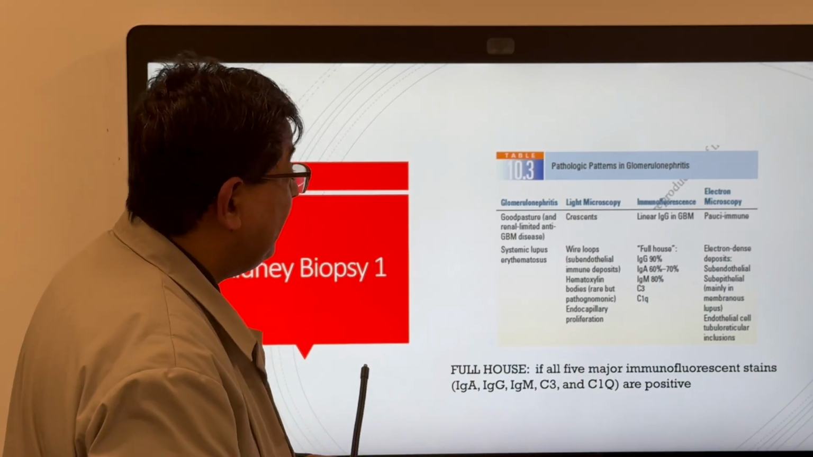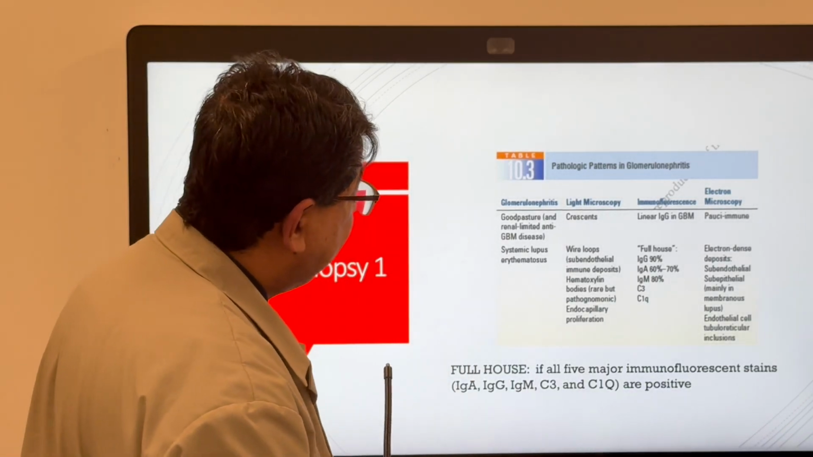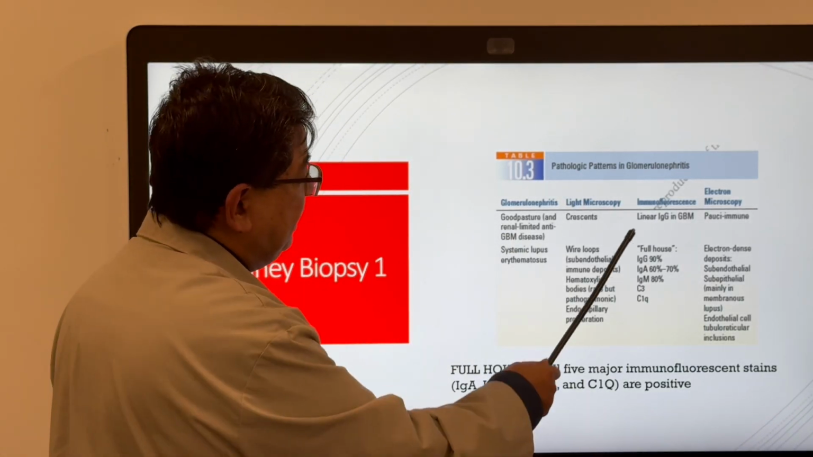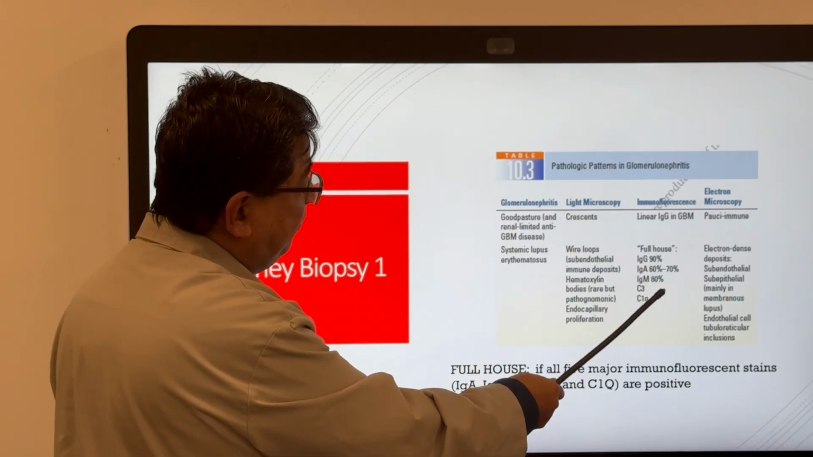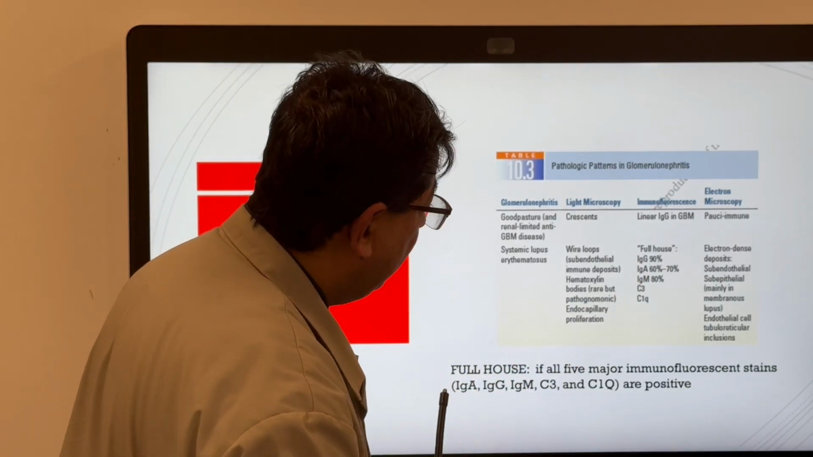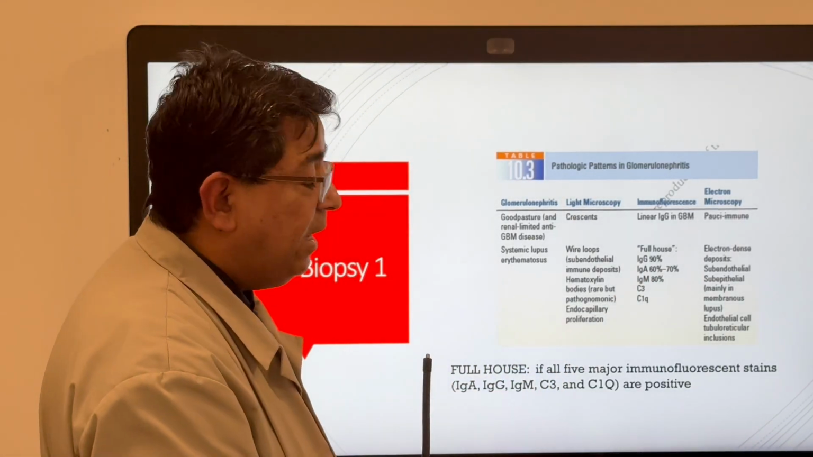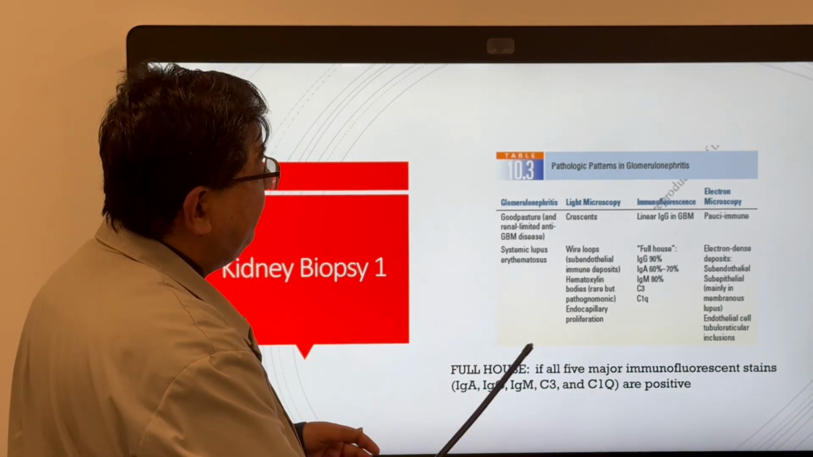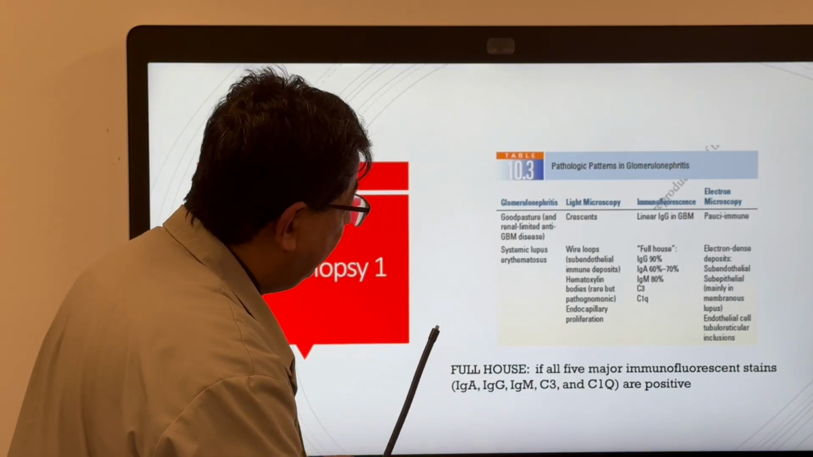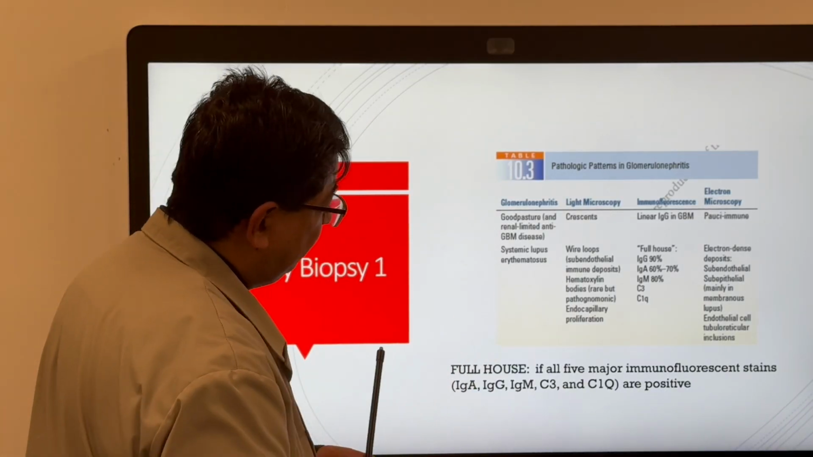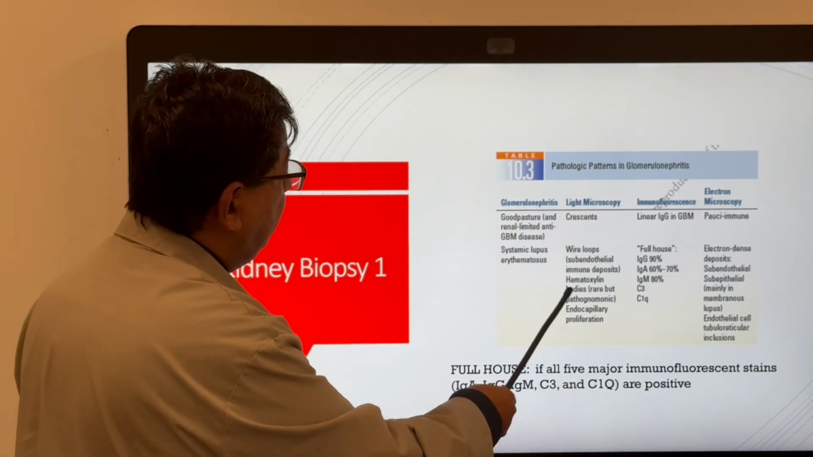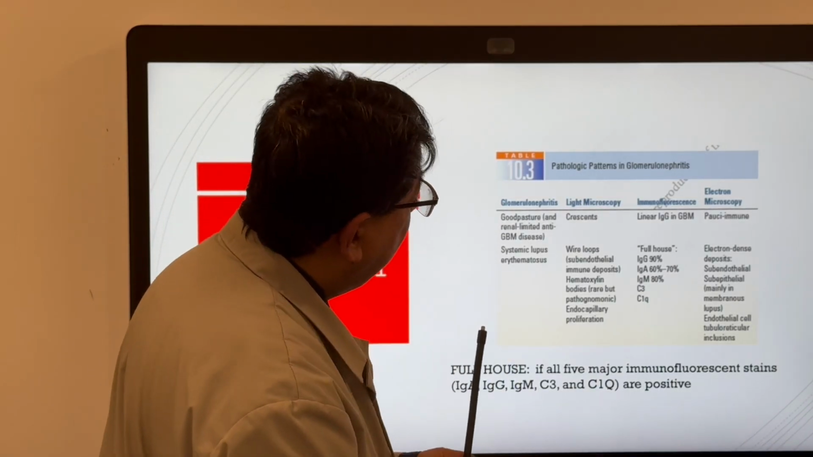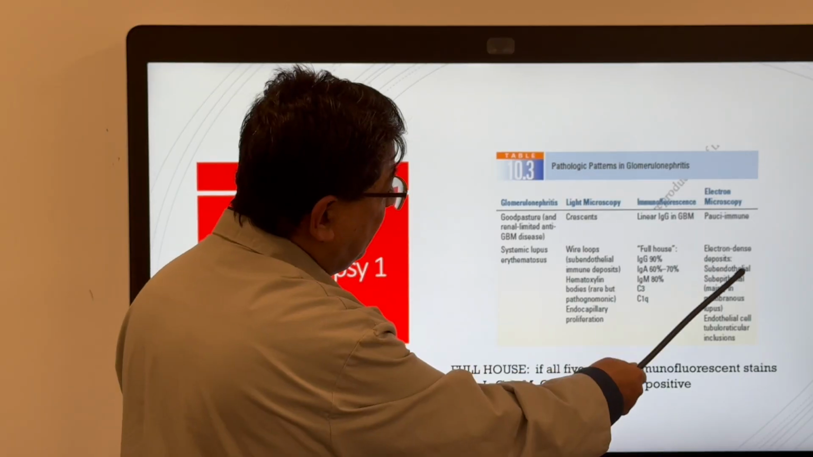Lupus, the classic thing we should remember is full house. And by full house, we mean that you're going to see staining for IgG, IgA, IgM, C3, and C1q. So all of them will light up on immunofluorescence. On light microscopy, classic findings would be wire loops, hematoxylin bodies are somewhat rare, and then endocapillary proliferation. On the electron microscopy, you're going to see subendothelial deposits.